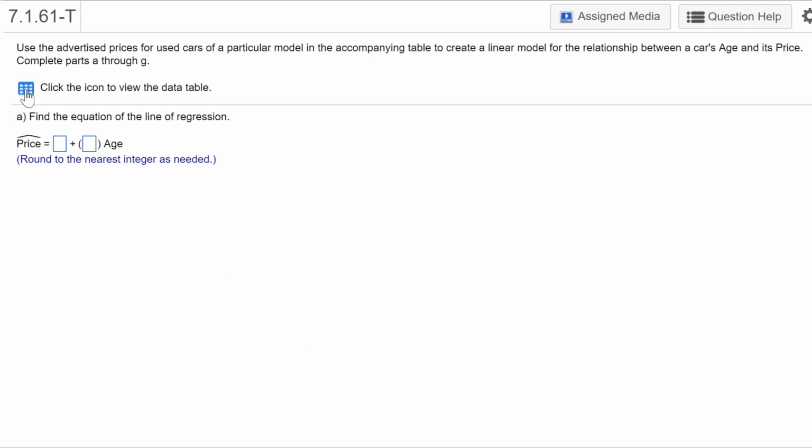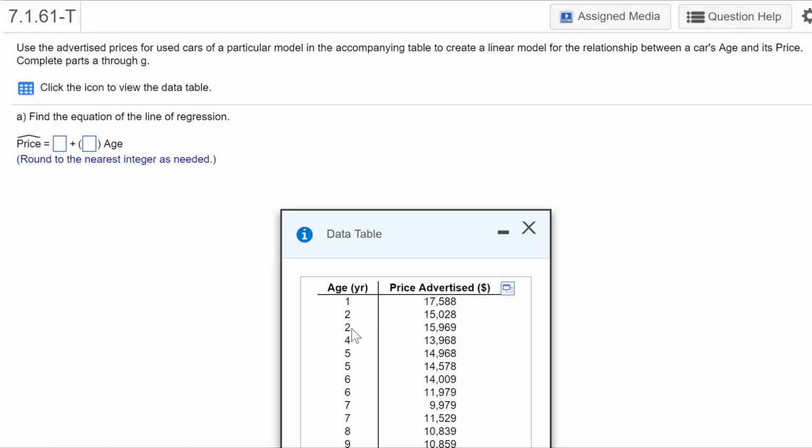Okay, so we're first going to open up the data. Here's our age, price advertised. And before we do this, let's make sure we know which one is X and which one is Y. So we want to be able to predict the price based on the age. So the age is the X, price is the Y. You're used to seeing X on the left, Y on the right. It won't always be like that. So make sure you go through that mental sense.